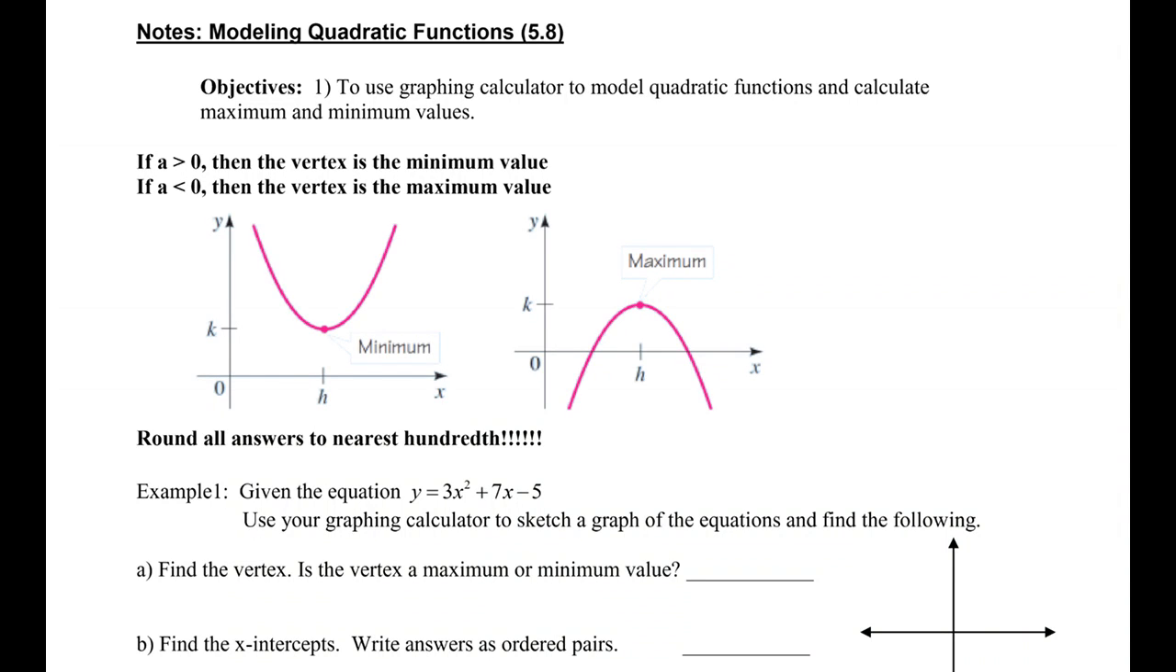Today's notes are on modeling quadratic functions. Remember that if the a value is greater than 0, the parabola opens up, which means that the vertex will have a minimum value. And if the value of a is less than 0, the parabola opens down and the vertex becomes a maximum value. For these problems, we are going to round all of our answers to the nearest hundredth.